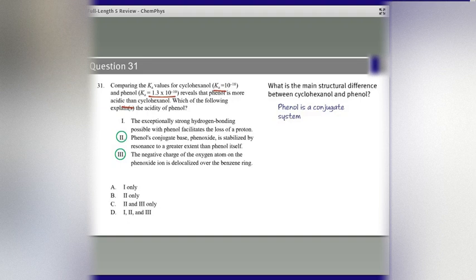The key to this question was statement 1. The exceptionally strong hydrogen bonding possible with phenol facilitates the loss of a proton. But alcohols have hydroxyl groups with similar hydrogen bonding.